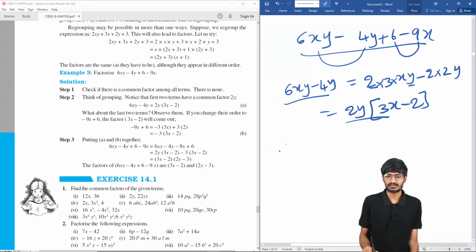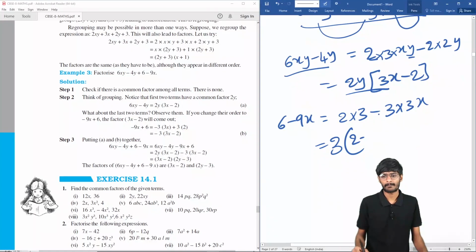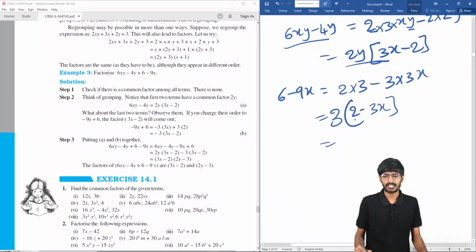And coming to 6 minus 9x, in both cases 3 is common. Because it can be written as 2 into 3 minus 3 into 3 into x. You can take 3 as the common factor. What is left is 2 minus 3x. Okay students, and one more thing here: if you take minus as the common, then that is minus 3 into 3x minus 2.